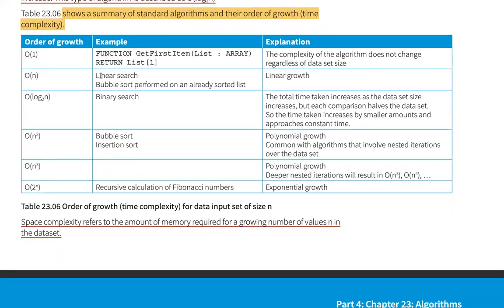Similarly, if I'm performing linear search, as mentioned before, linear search is O(n). O(n) means linear growth. So if I have n elements, I will require n comparisons.